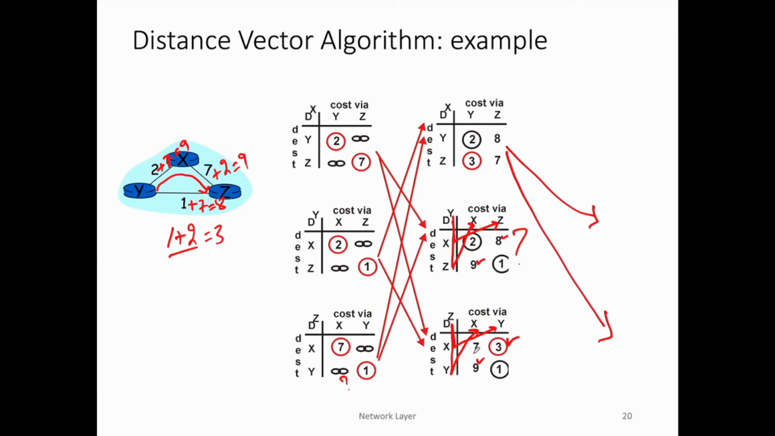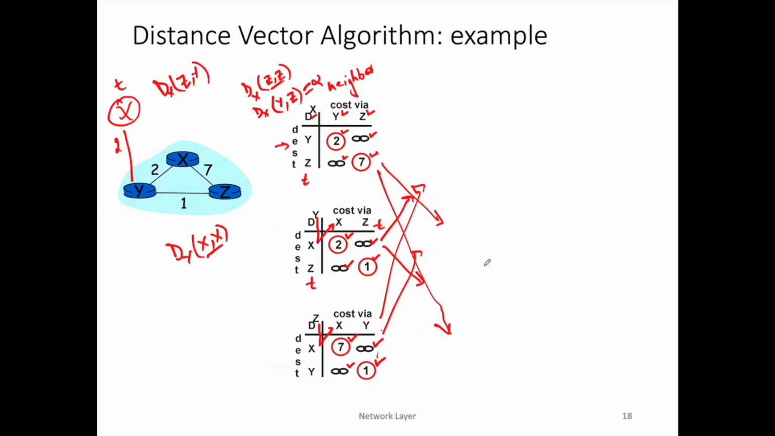Okay. Is there any least cost change in the table of Z? Yes, there's a least cost change here. The least cost to reach from Z to X has changed from 7 to 3. So this means Z will send update messages to its neighbors, X and Y. But there won't be any update messages from Y because the least cost has not changed, right?